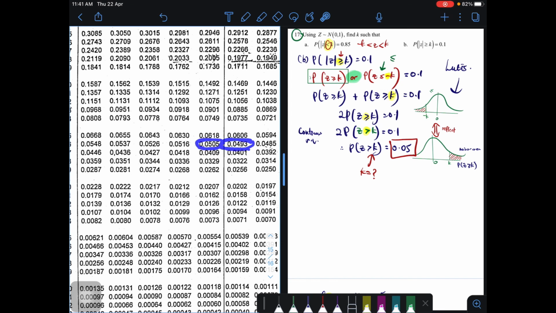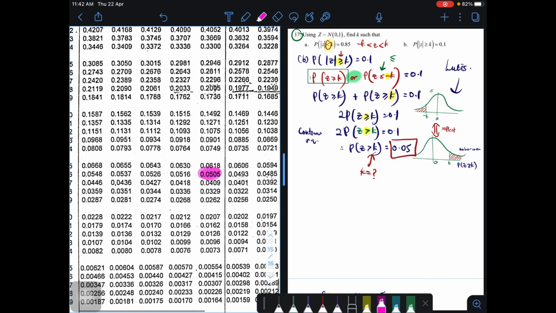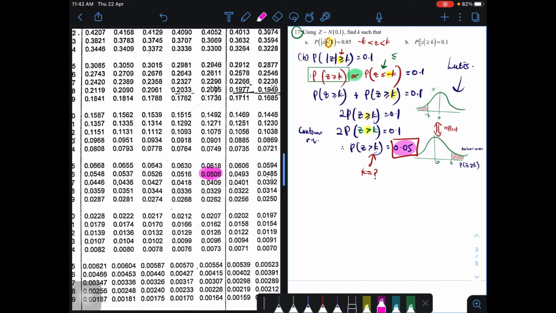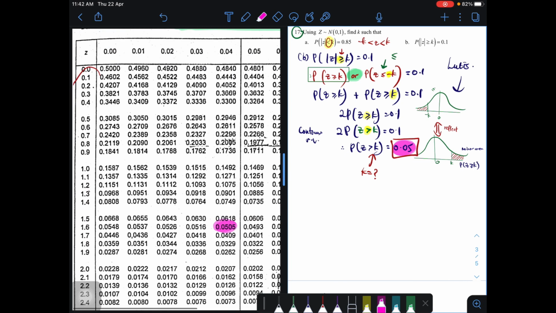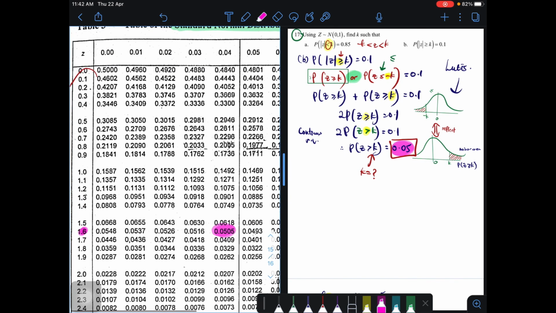Which one is the smallest? Have a think. The smallest to me is this one, because perbezaan di sini hanyalah 0.0005. Tetapi perbezaan di sini adalah 0.0007. So, jawapan saya perlu highlightkan dia. This is the smallest, which is very rapat lah. Sangat rapat dengan 0.05 di sini. Itu je purpose saya cari. And then I gotta highlight it. This is 1.6 and this is 0.04.